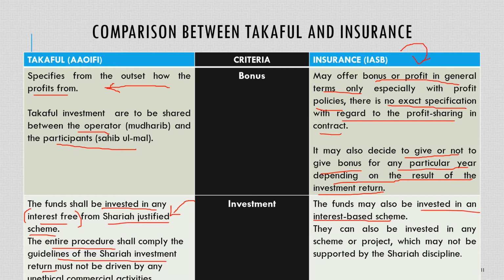It is also invested in any scheme or project which may not be supported by Syariah discipline. So mungkin invest tu dalam ke konvensional banyak menjalankan atau memberi riba, provide riba. So investment kalau untuk insurance dia more kepada yang ada interest lah. Interest which means they provide riba. Tapi kalau in Islam, syariah principle sendiri stated kalau transaction tak boleh ada riba. So investment dia akan follow the syariah justified scheme.